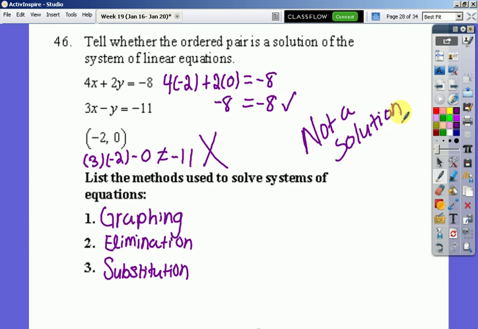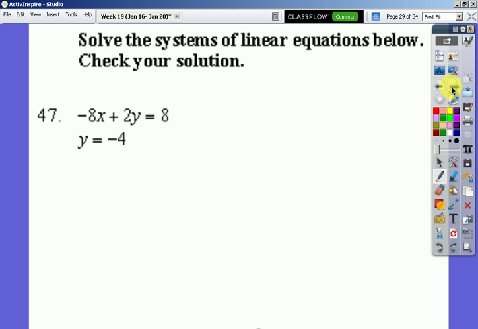Will you be asked to solve by graphing? No. And I wouldn't. Unless you like to, but I wouldn't. So try this. This is the easiest case. So for this one, what method did you use?